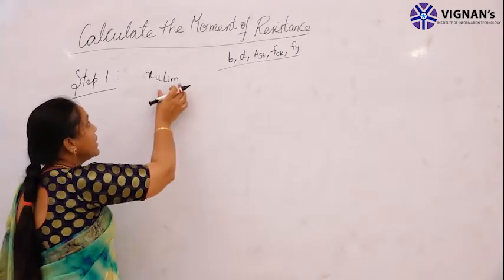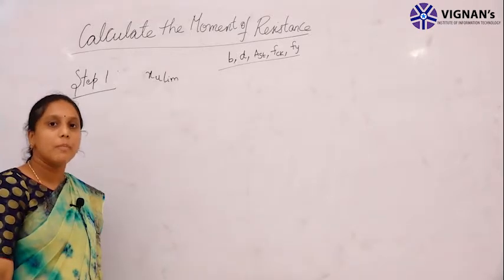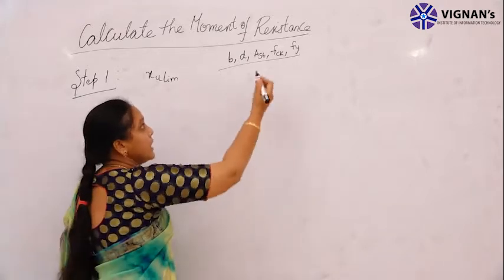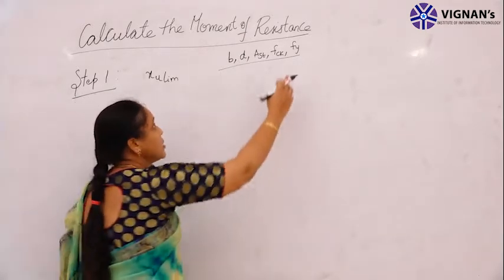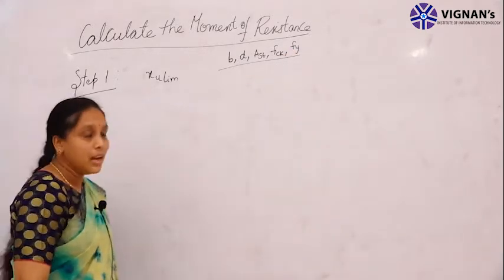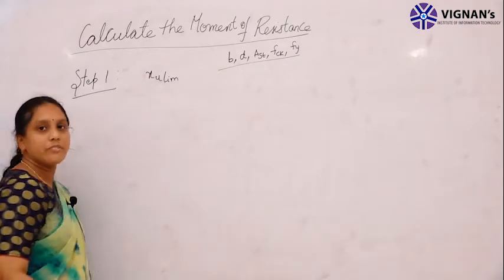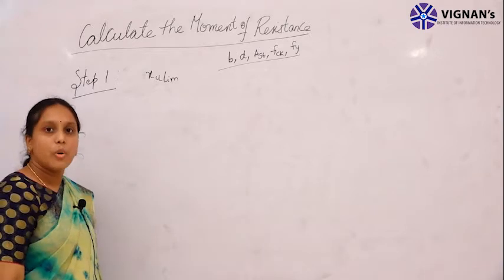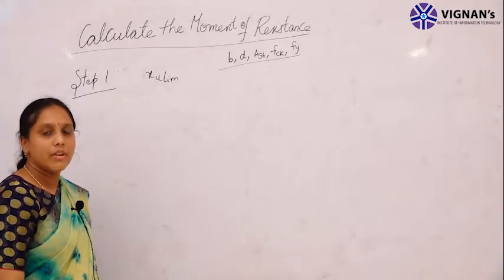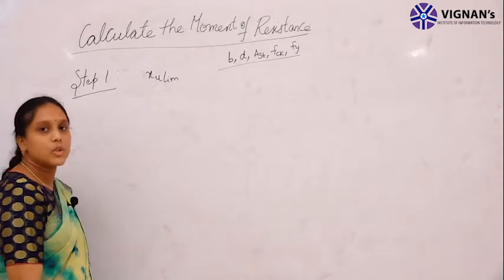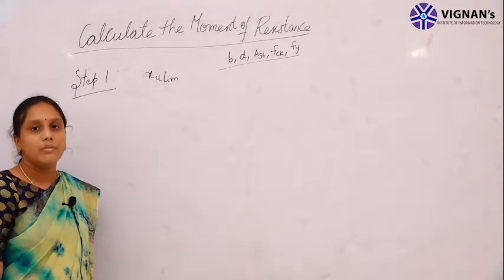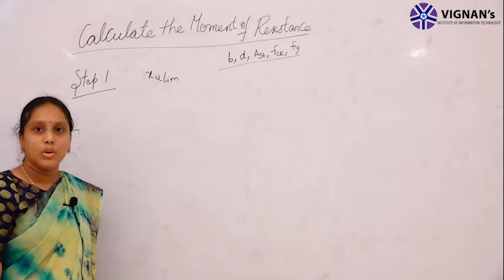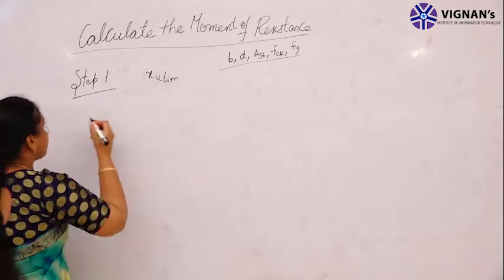So, how will you find out the XU limit? You will find it based on the grade of the steel, which will already be mentioned in the question. If it is Fe 250 grade, then the value of XU limit will be 0.53 D. If it is Fe 500, then the value of XU limit will be 0.46 D. In that way, the first step is to find out the value of XU limit.